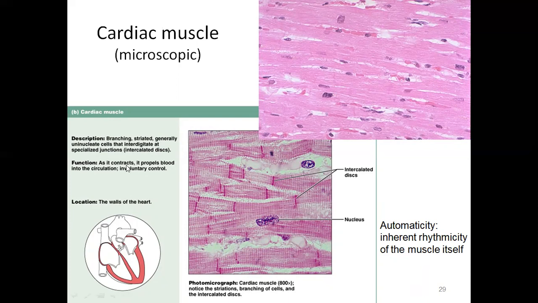Now these are branching, striated, generally uninucleated cells that interdigitate at specialized junctions. Uninucleate means they have just one nucleus. You can see in the diagram. Fine. And they are present in the walls of the heart. And they are automatic. That means they contract themselves, relax themselves, and they inherit rhythmicity. That means it is very much rhythmic, very much sequenced. The contraction is sequenced.